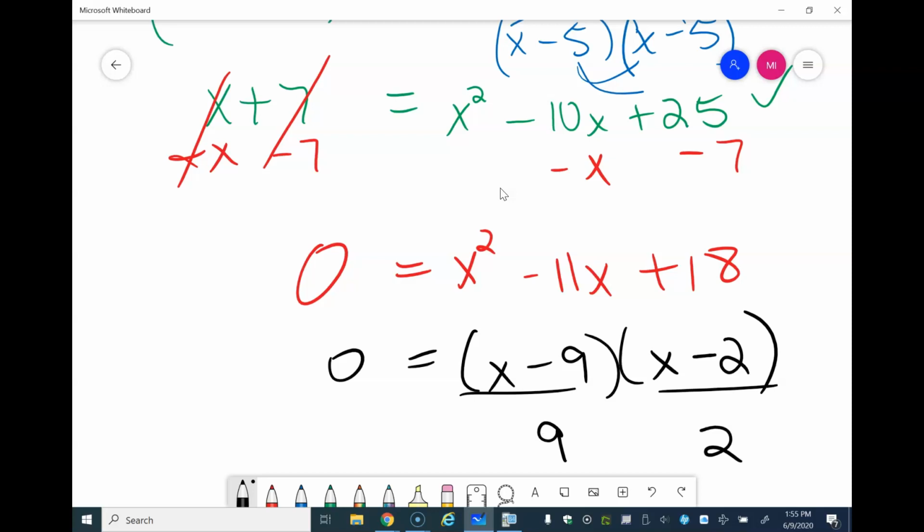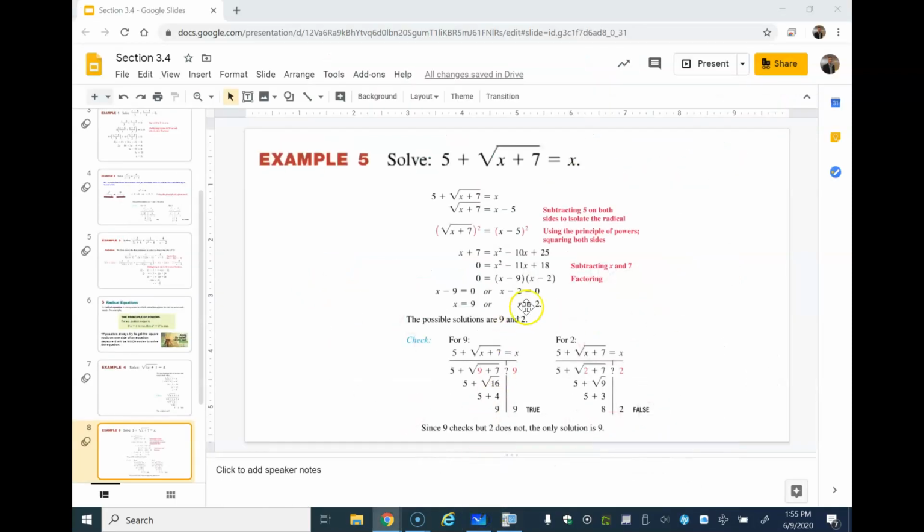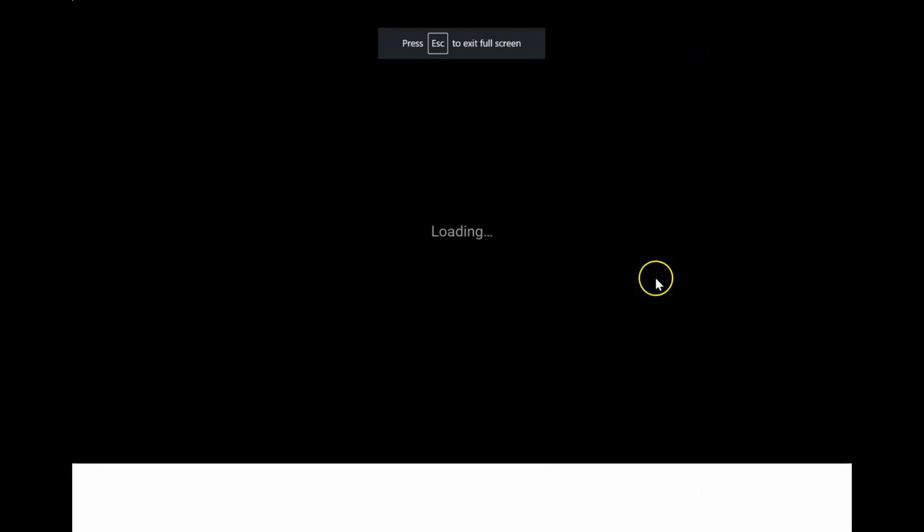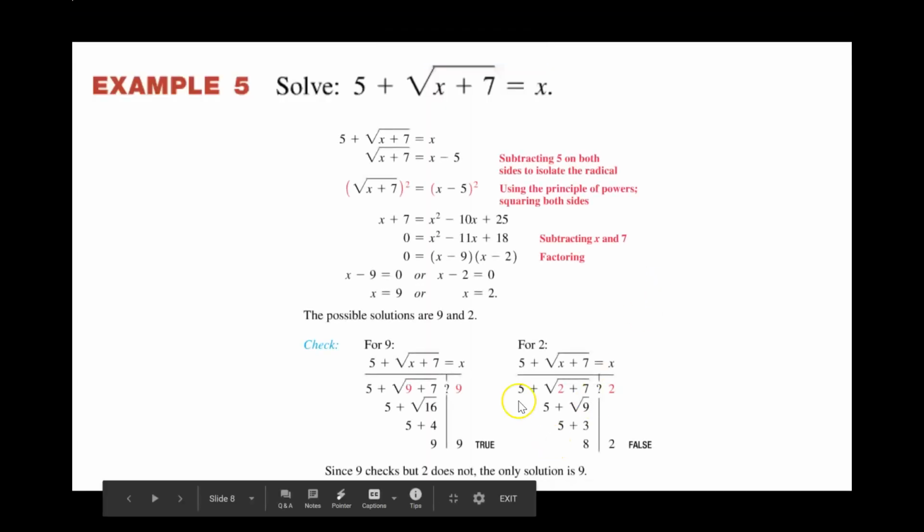So going back to the problem here, are positive 9 and 2 going to be my answer for this particular one? Again, you have to do the check because one of them may not work. So let's look at the problem. We get our two answers. We notice that when we plug in the first one here, 9, we get 16, square root, get 4, and 9 over here. So put 9 here, put 9 here.